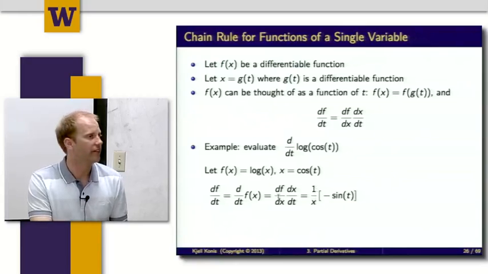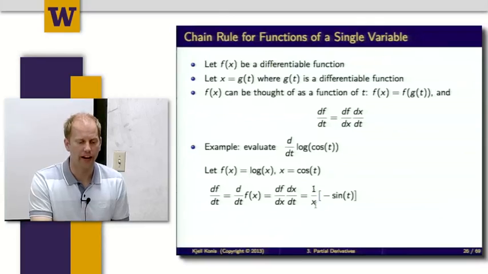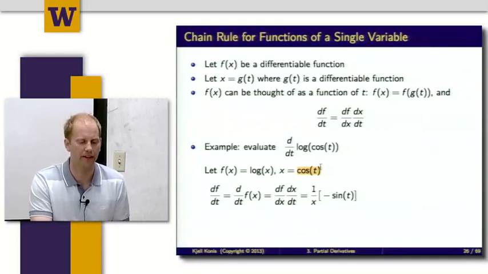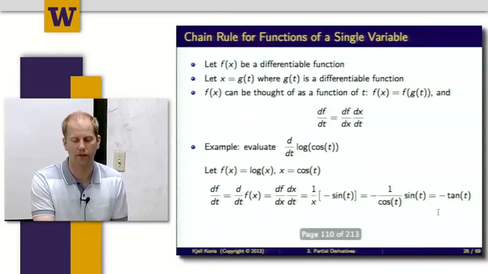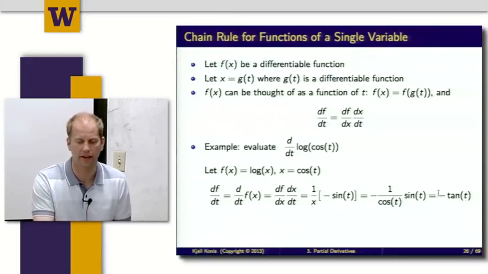Okay, so 1 over x is the derivative of log x when the log function is using e as its base. So here, when I take the derivative of f, I get 1 over x, and then I have to multiply that times dx dt. And here dx dt is just the derivative of cosine of t with respect to t, so that's minus sine of t. So then I end up with minus 1 over cosine of t, since x, remember, is cosine of t, times the sine of t. Sine of t divided by cosine of t is the tangent of t, and so then it's negative. So I get minus tangent of t.